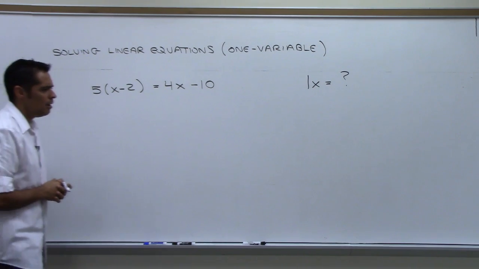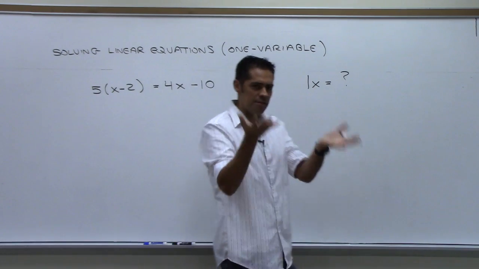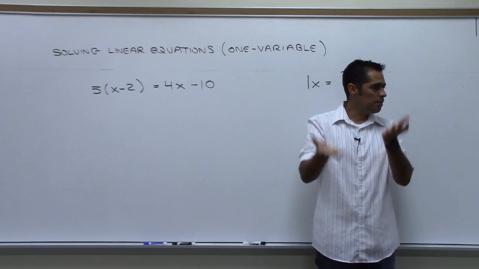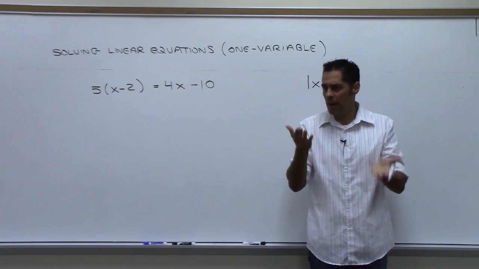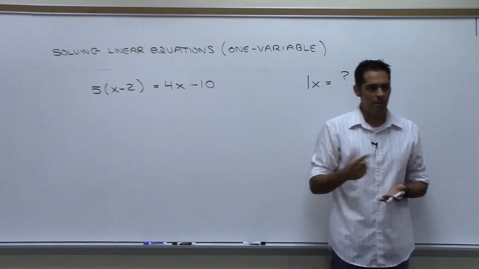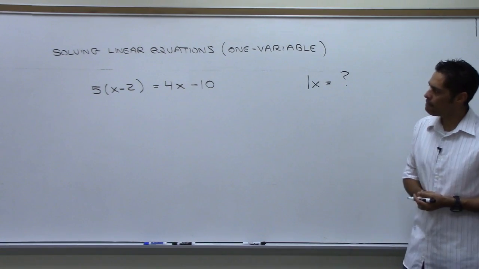But we have to follow all these rules of equations: you can always add something to both sides, you can always subtract, you can always multiply both sides by the same number, you can always divide both sides by the same number, except 0. You can't multiply by 0 or divide by 0.